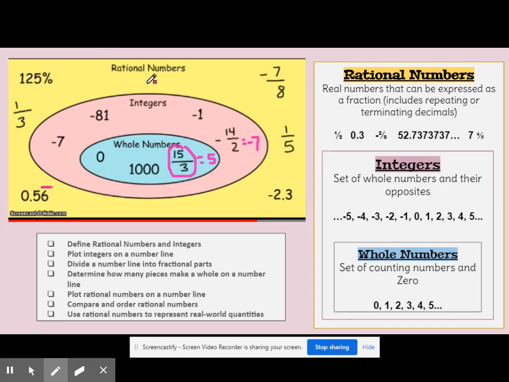So that's what we're going to be talking about today. A rational number is going to be any number that is positive or negative. It can be a whole number, it can be a fraction, and it can be a repeating or ending decimal. Integers are just my positive and negative whole numbers. Okay, so rational numbers include the fractions and decimals, integers do not.